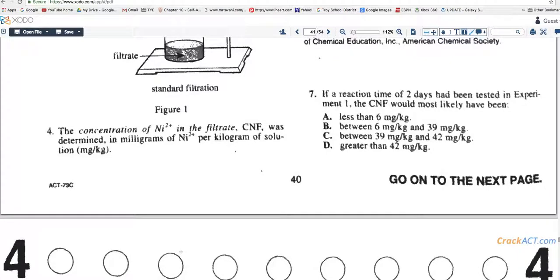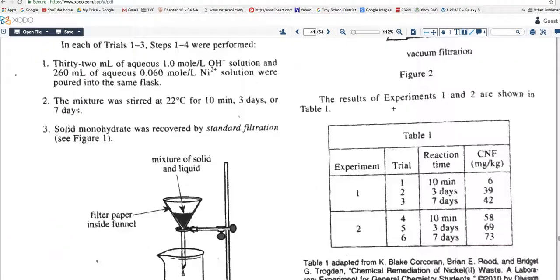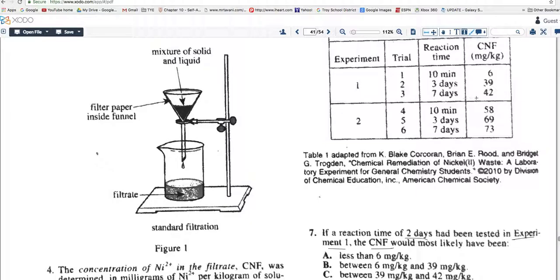Okay, so how do I do 7? You just look at that table. So tell me what I'm going to underline, Venkat. 2 days, in experiment 1. What else? CNF. All right, good. So you look at table 1 and CNF in table 1, and you look at the reaction time of 2 days, and you see that the day between 1 and 2, it's 6 and 39. So, my bad. The reaction time says 10 minutes and 3 days. So in the middle, that would be 2 days, I guess. And since the CNF is 6 and the other one is 39, you would do between.